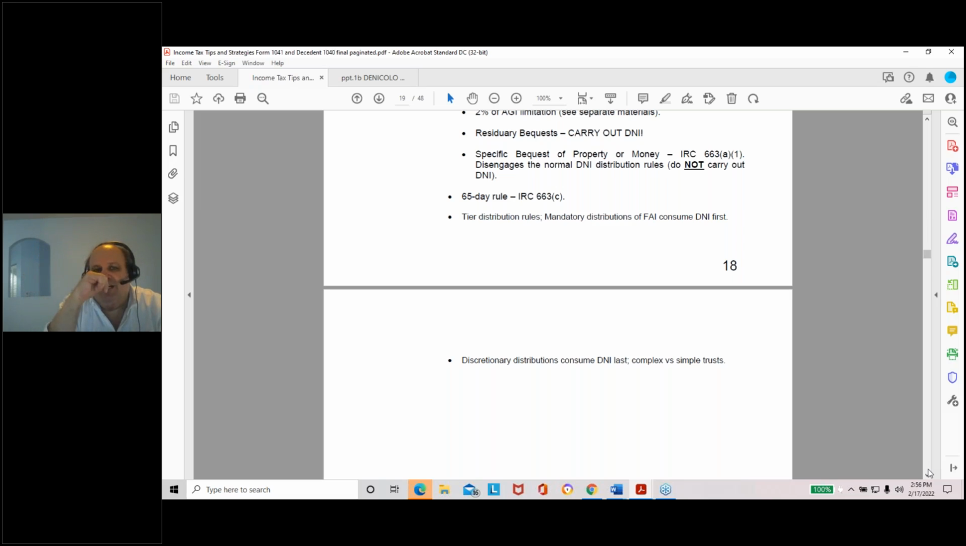One more rule I want to talk about. Specific bequest of property or money. If you're drafting a document with your lawyer and your CPA, if you want to do a pre-residue bequest of a specific property or a specific dollar amount, money, that disengages the normal DNI distribution rules, and therefore they don't carry out DNI, which means that the money or the property goes out, but the person who's getting it doesn't have an incident of taxation on a Schedule K-1 for that item. So that's very important drafting when you're sitting down with your lawyer and your CPA and looking at that. That is a very, very important thing to think about.